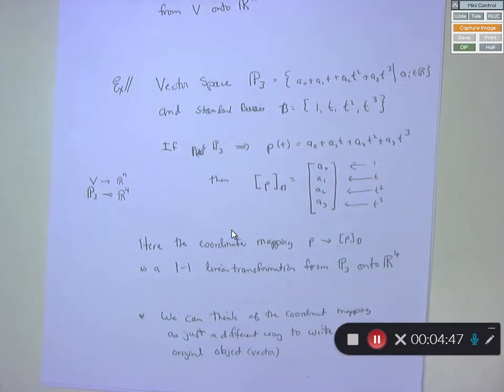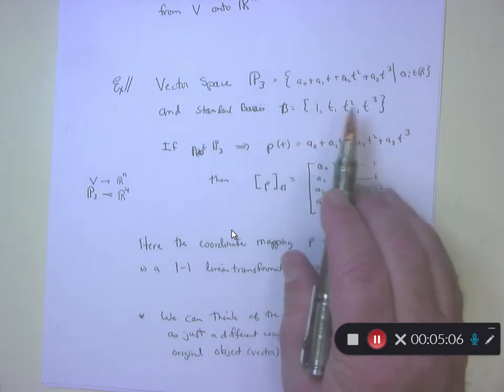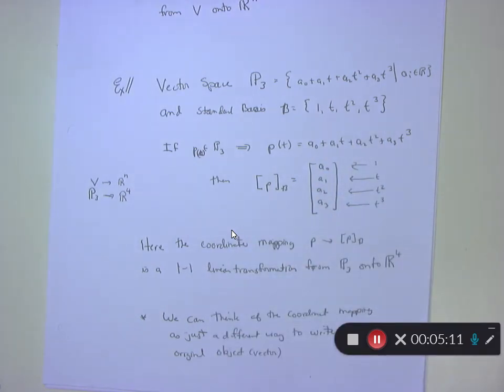Now we talked also about this last time. In terms of your polynomials, what is your quote-unquote standard basis? It is 1, t, t squared, t cubed, all the way up to t^n, whatever that n is. In our example, n is 3, so it's 1, comma, t, comma, t squared, comma, t cubed. This is your standard basis for this guy.